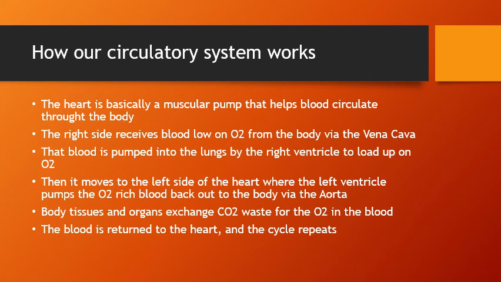To understand congestive heart failure, you have to first understand how our circulatory system works. The heart is basically a muscular pump that helps circulate blood throughout the body. The right side of the heart receives blood that is low in oxygen from the body via the vena cava. That blood is pumped into the lungs by the right ventricle, where it loads up on oxygen from the air that we breathed into our lungs. Then the blood moves to the left side of the heart, where the left ventricle pumps the oxygen-rich blood back out to the body via the aorta. The body tissues and organs exchange their carbon dioxide or CO2 waste for the oxygen in the blood. The blood is then returned to the heart and the cycle repeats.